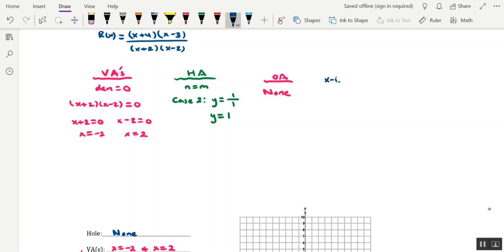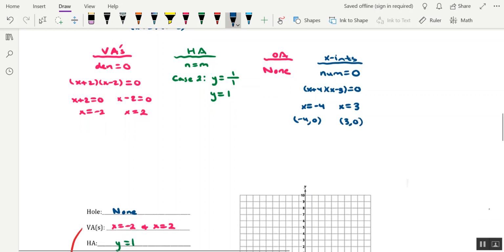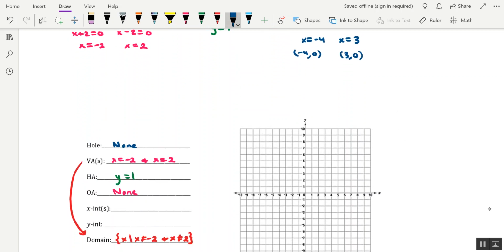Let's talk x-intercepts next. In order to find the x-intercepts, we're going to set the numerator equal to 0. And I recommend using the factored form version of the numerator. So we'll have x plus 4 times x minus 3 equaling 0. And we'll get two answers for x here, meaning there are two x-intercepts. One's at -4 and one's at +3. So I'd like to write these out as ordered pairs so that we don't confuse them with vertical asymptotes. So -4, 0, and 3, comma 0.